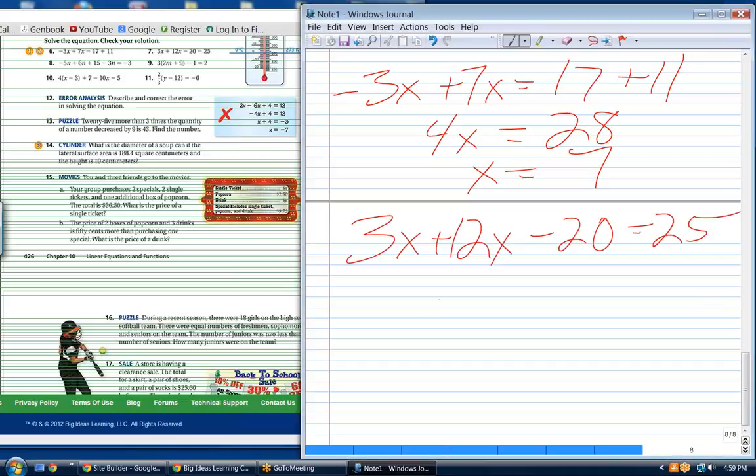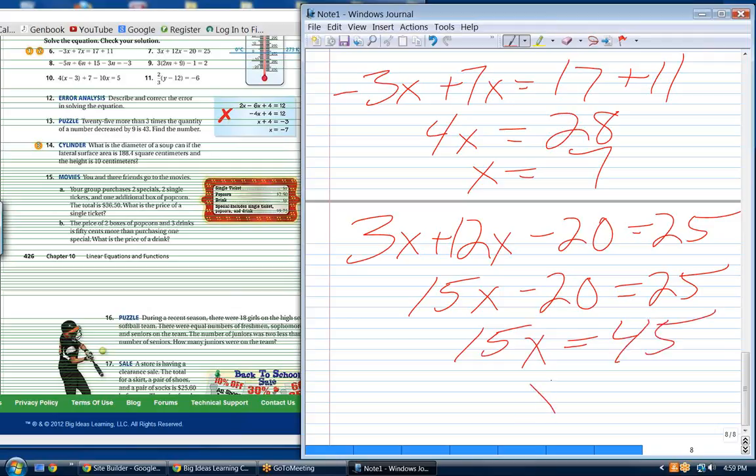Next line. You have to add like variables, so 15x minus 20 equals 25. And the next line. You add 20 and then you get 45. And the next line. X equals 3. All right.